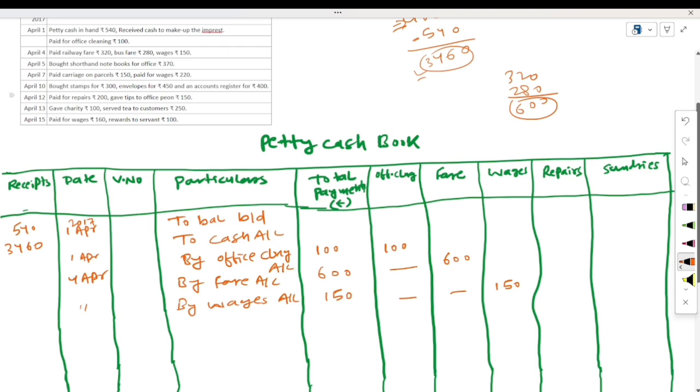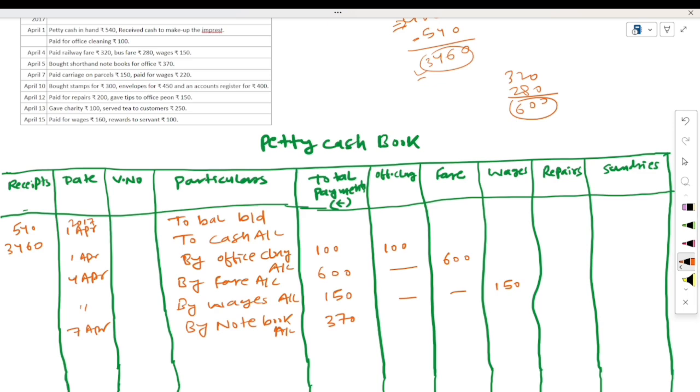Next, bought shorthand notebooks for office use. How much? 370. On 7th April, we have to pay for the notebook, by notebook account. How much are you paying? 370. You will write 370 in the total payment column. And if you have a notebook column, then you can write this amount under the notebook column.